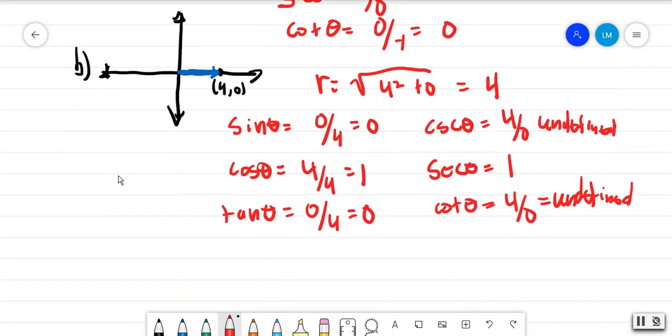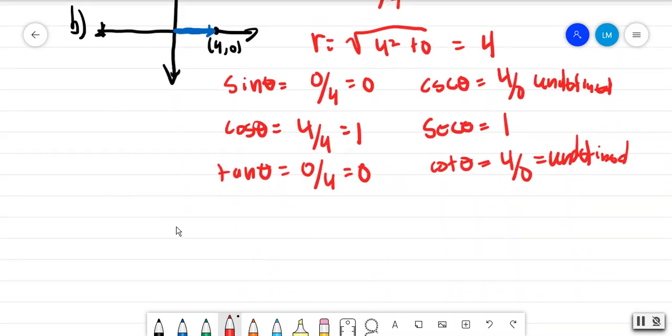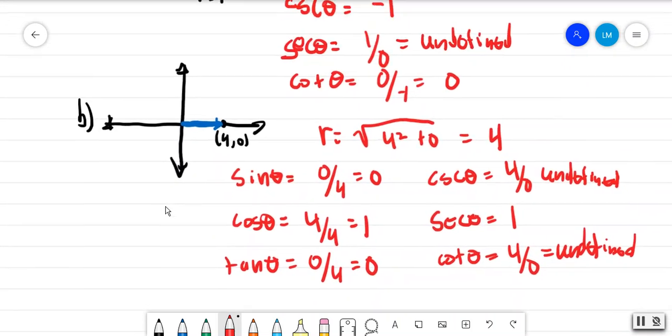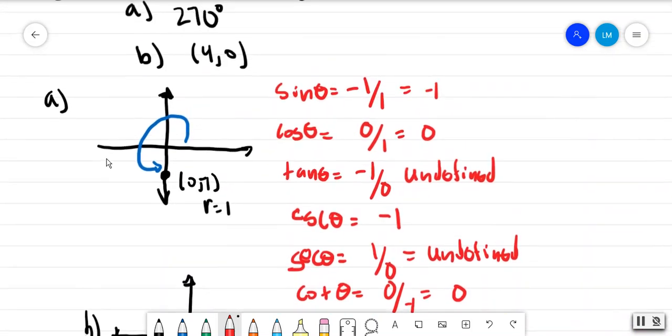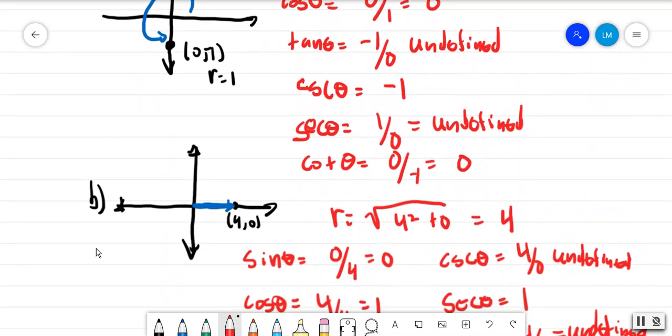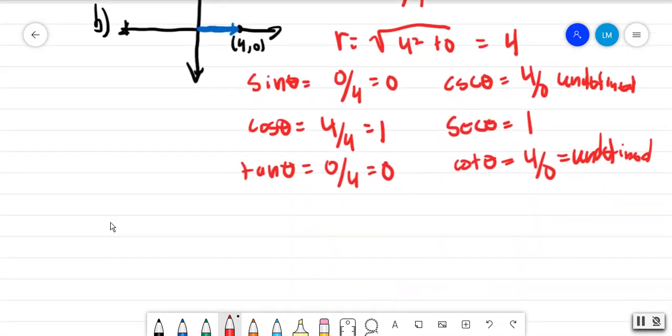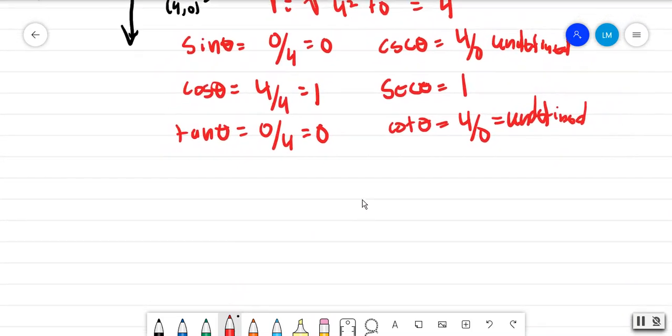Okay, so let's see. Well, yeah, that's it, isn't it? We know that we can try several examples like 180, negative 180, maybe 90 degrees, or even negative 90, or negative 270, and so on. But it's going to give us the same results.